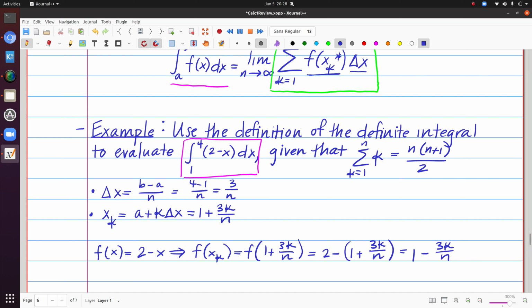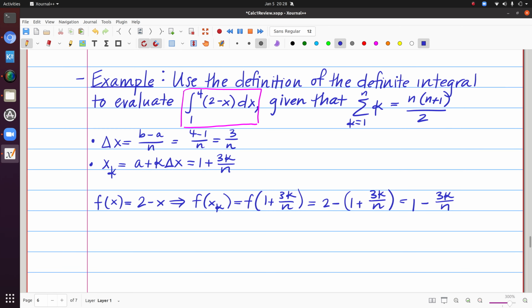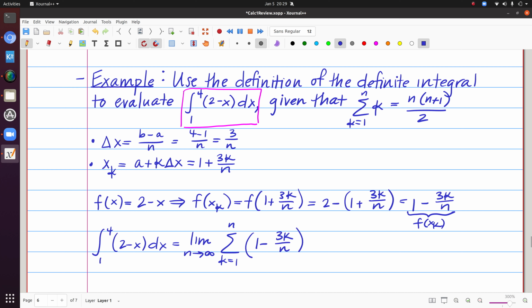Now, we have f of xk, we have delta x, and what we're going to be able to say then is that the integral that we're trying to find is equal to the limit as n approaches infinity of the sum from k equals 1 to n of f of xk, which we found here. So I'm going to put that in, 1 minus 3k over n, times delta x, which we found up here to be 3 over n.